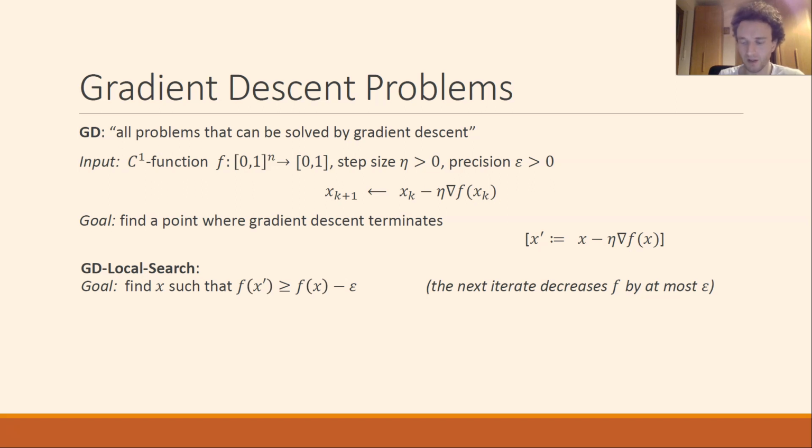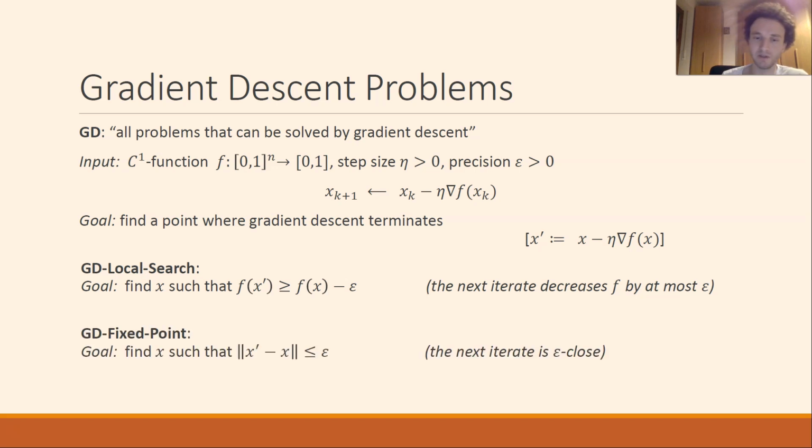and it's not too hard to see that this problem lies in CLS. It's a special case of continuous local opt, essentially. So that's one way of interpreting termination, one stopping criterion. There's another one that's very natural, which is to say that gradient descent just terminates when the next iterate is very close to the current one. In other words, x is a solution if the next iterate of gradient descent is epsilon close to x. And if you take that point of view, then you obtain a problem that we call GD fixed point.